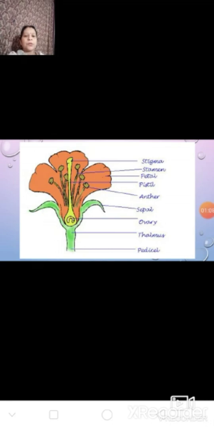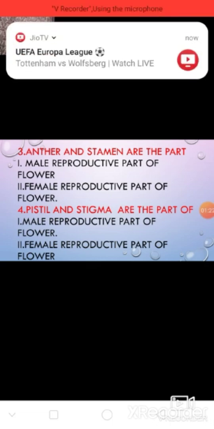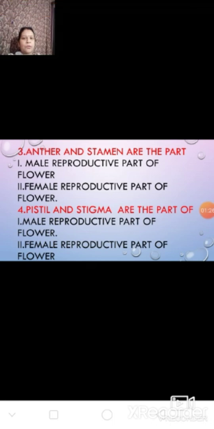Here you can see the figure of a flower. So, with the help of this, questions are there. Anther and stamen are the parts of a flower. So, whether they are included under the male reproductive part of the flower or under the female reproductive part of the flower. Second one, pistil and stigma are the parts of the flower. Again, you have to tell whether they are under the male reproductive part or the female.